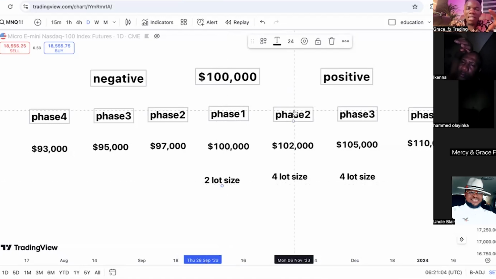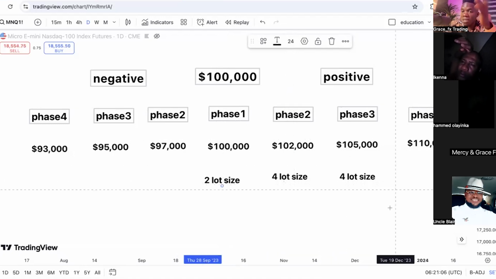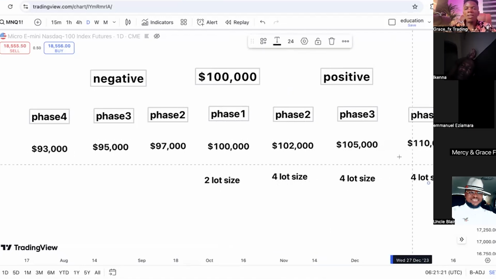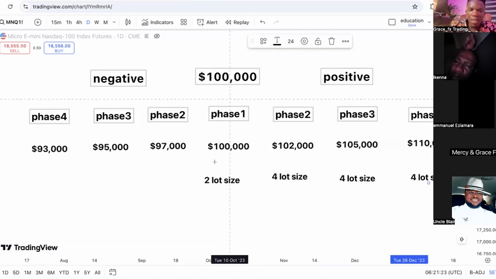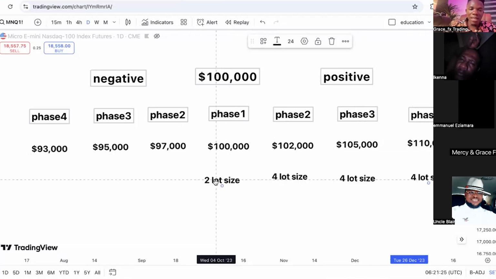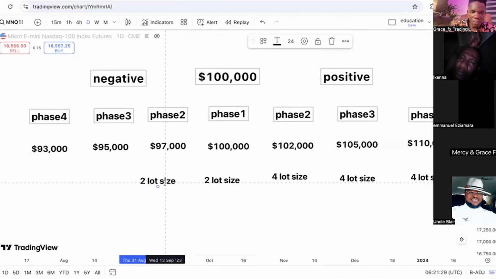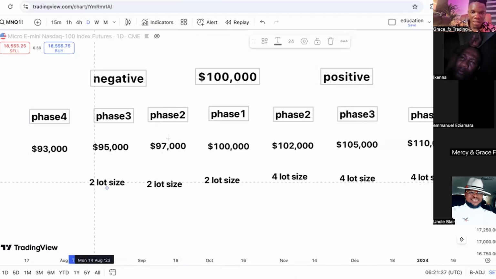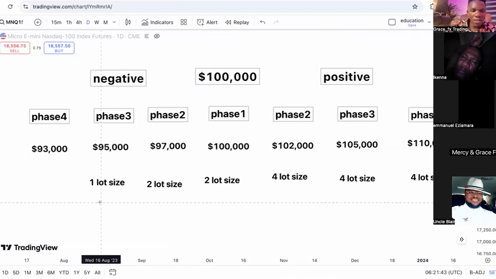So if you fall out from this phase, from here going forward, for me it is the same lot size continuously. So any of these places, if you fall back to here, you continue with two lot size per day. Then here, two lot size per day. Then here, one lot size per day. You see, there's no excuse for anyone to lose money, to lose their account. No excuse.